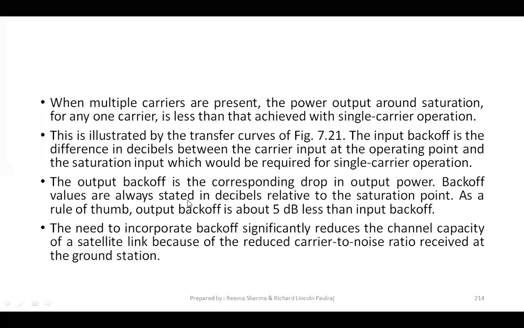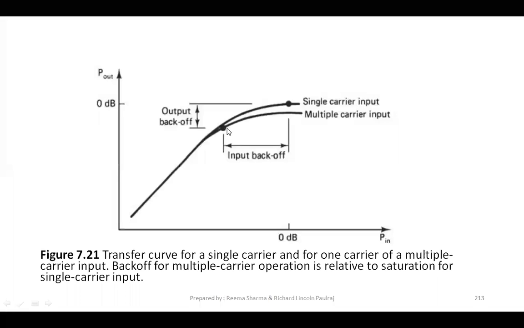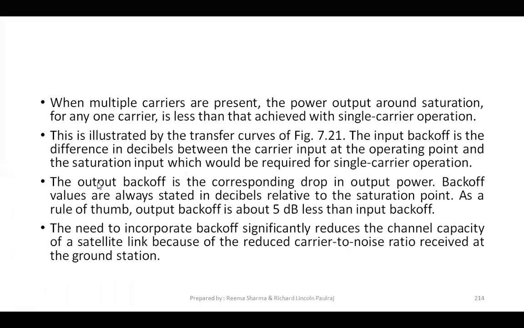Backoff values are always stated in decibels relative to the saturation point. This is my saturation point, so relative to that only, I'm going to consider. See here also, it is not stable, slightly exponential. But from this point is where it will start becoming a constant line. So this point is considered as my saturation point, and the point from which the deviation of linearity starts. These two points are considered, and I will make sure that my input levels are reduced so that it comes in the linear graph.